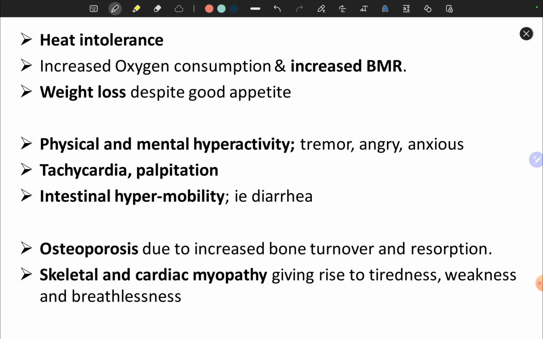Osteoporosis: one problem of them is increased bone turnover and resorption. This is the cause behind osteoporosis in people with hyperthyroidism and skeletal cardiomyopathy. So they feel tiredness and they may develop heart failure.